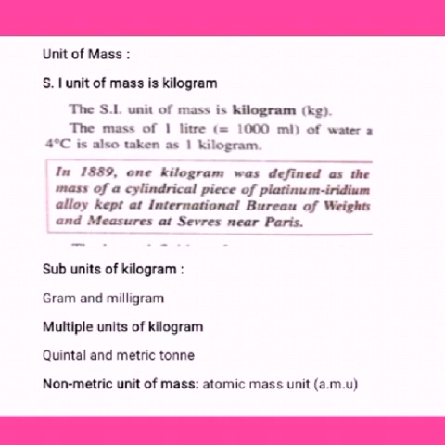Non-metric units of mass include the atomic mass unit, that means AMU. Here 1 AMU is 1 by 12th the mass of 1 carbon-12 atom. That means 1.66 into 10 to the power of minus 27 kg. The mass of large heavenly bodies is measured in terms of solar mass. That means 1 solar mass is equal to 2 into 10 to the power of 30 kg.